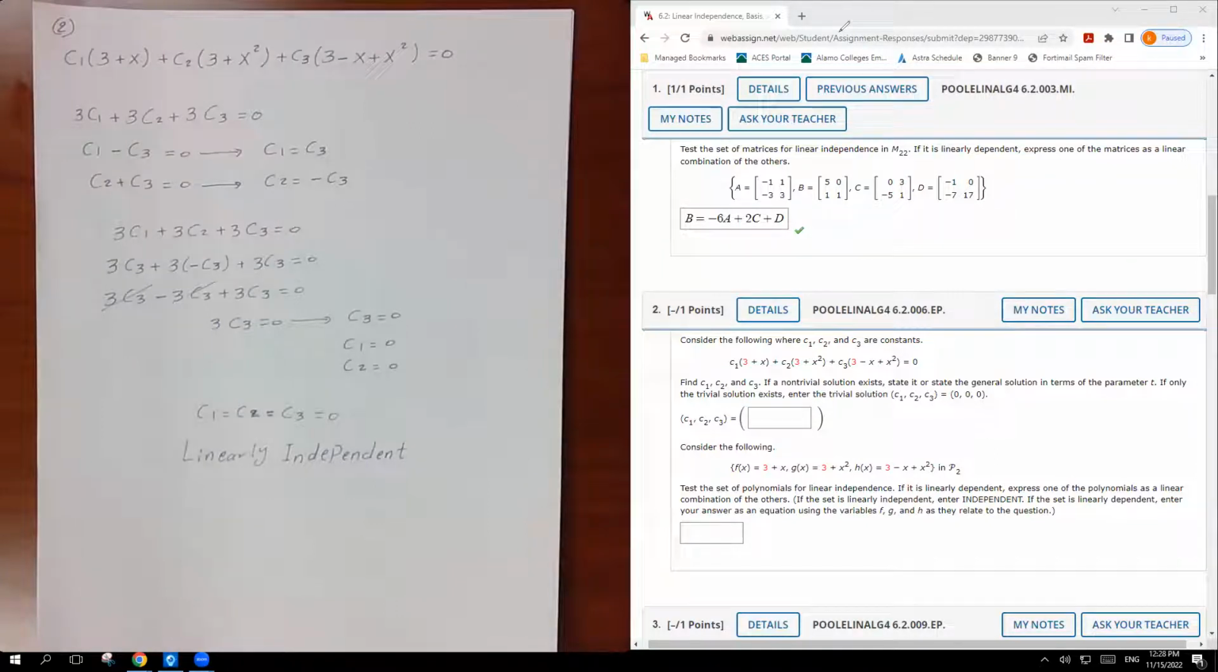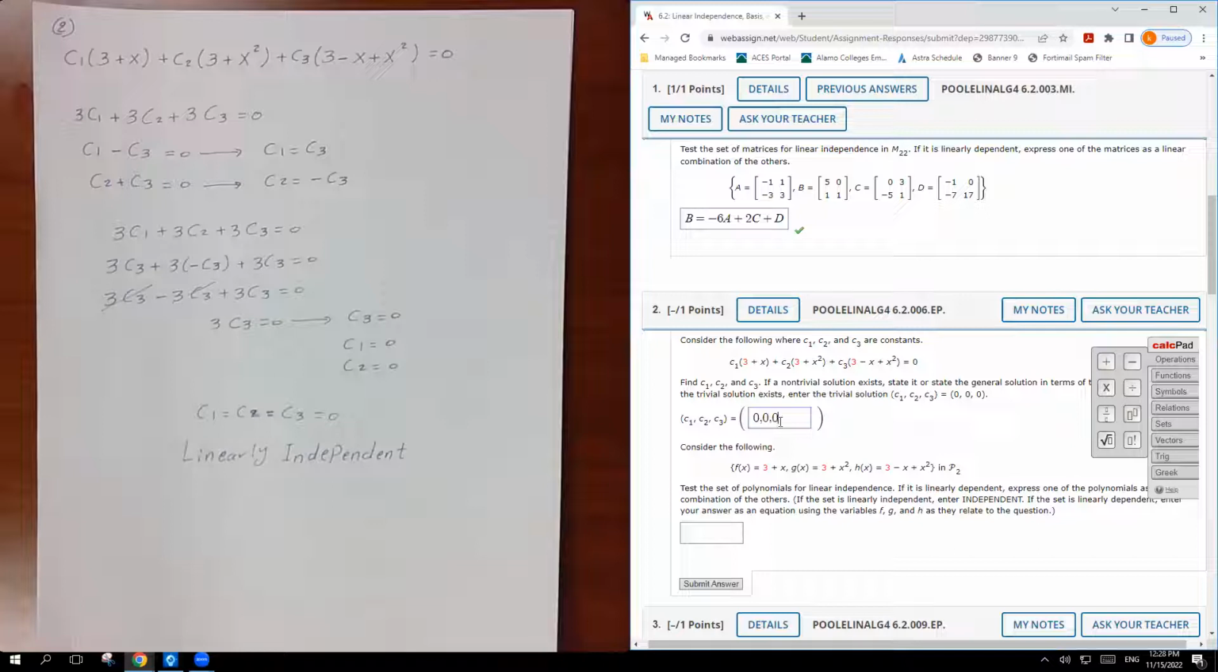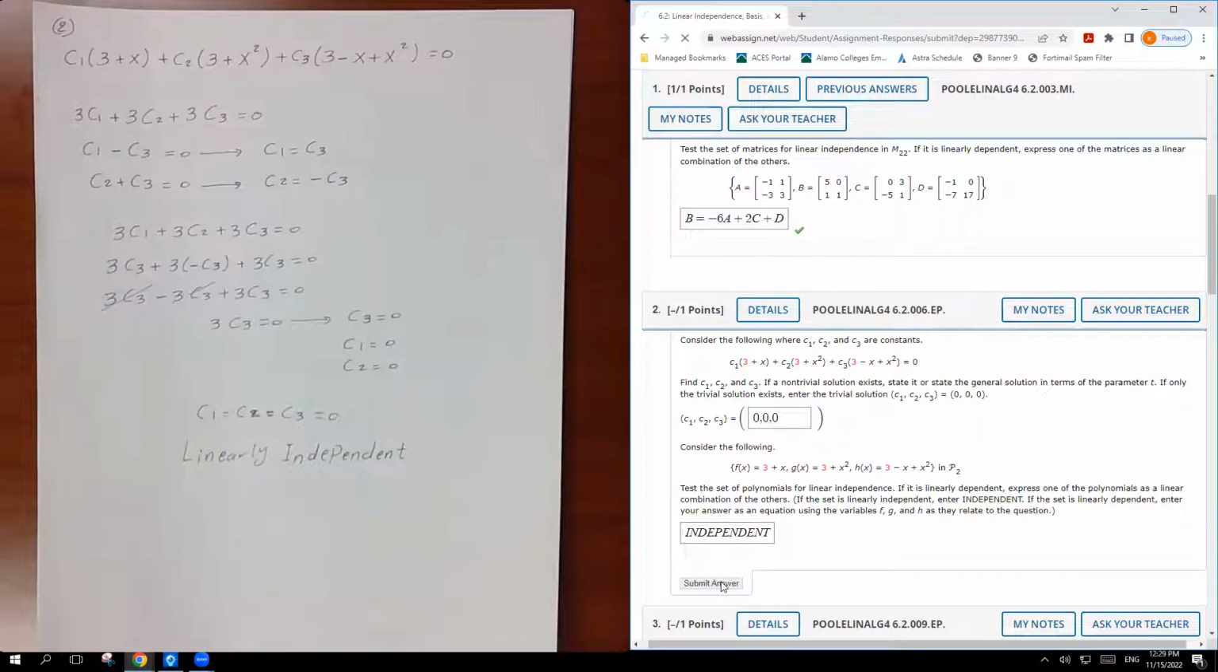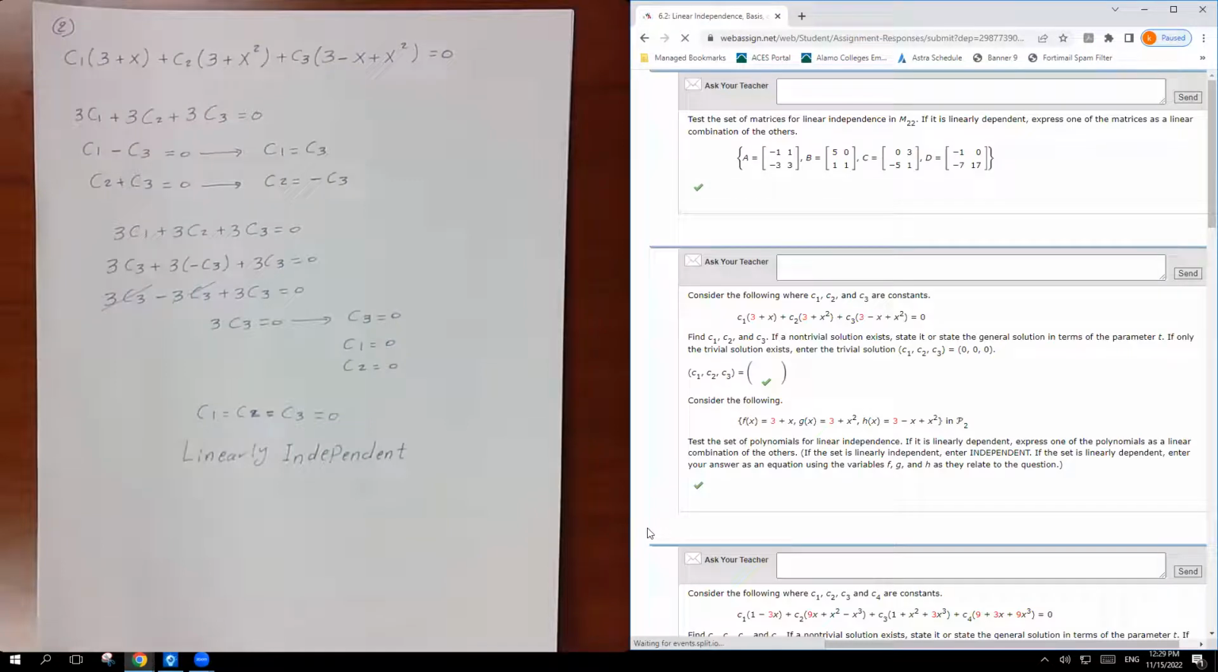So that means you're just going to type C1 is 0, C2 is 0, and C3 is 0. And here you're going to type independent. I think you have to type it capital. I'm not sure. Here we go.